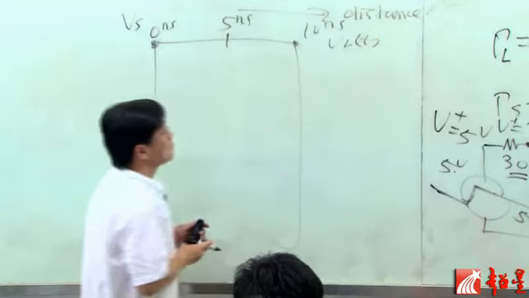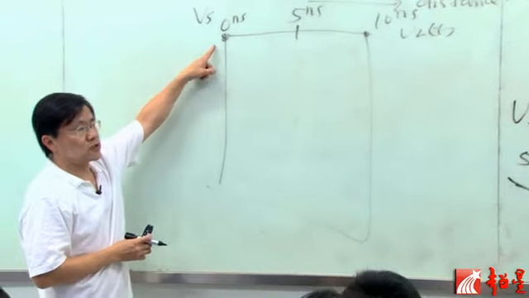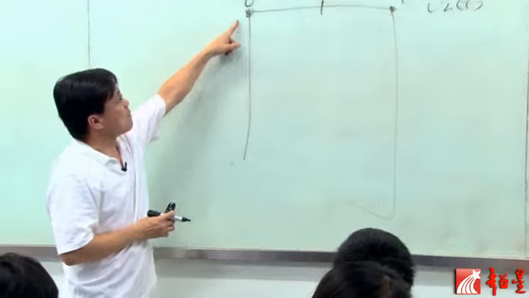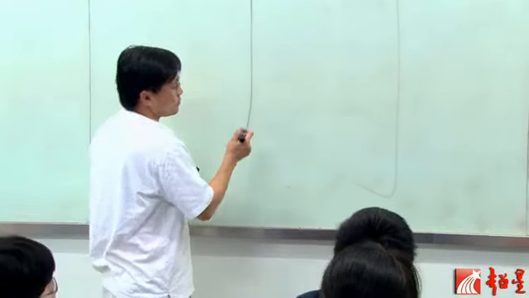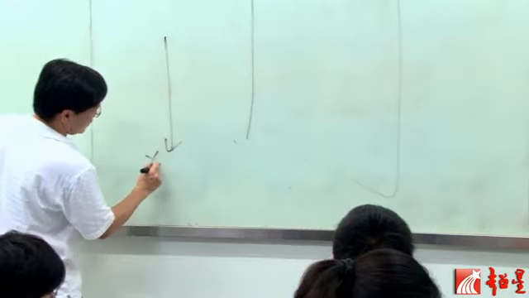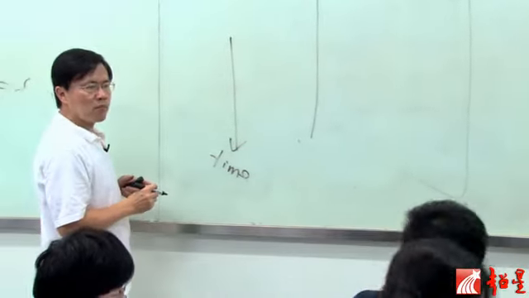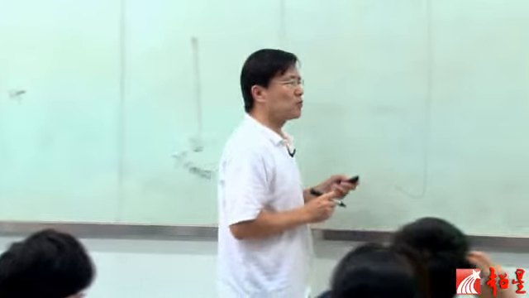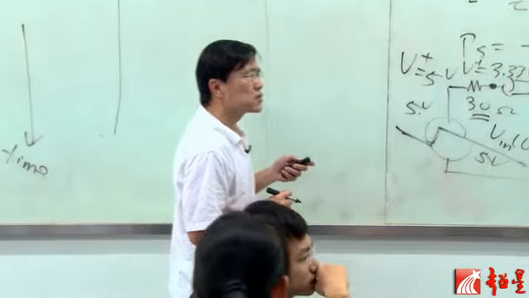This is the load end. Okay, that's the source end. All right, and then we use time. This is the time axis. Okay, let's see how much time we need. We need 80 nanoseconds, right?